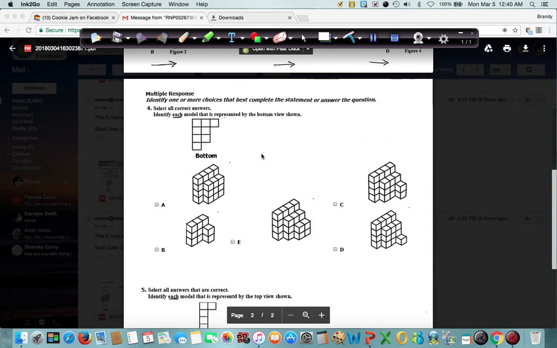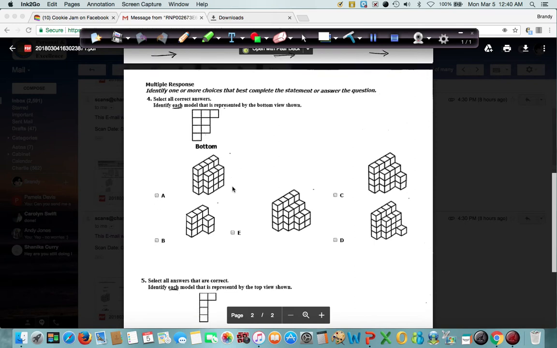And this one says identify each model that is represented by the bottom view as shown. So yes, you can look at things from the bottom, but please understand that looking at something from the bottom is the same as the top, right? Because these 4 faces and these 3 faces, if I flip this bad boy over, would still be 4 and 3. So if it says a bottom view, don't let that confuse you. It should still be the same.